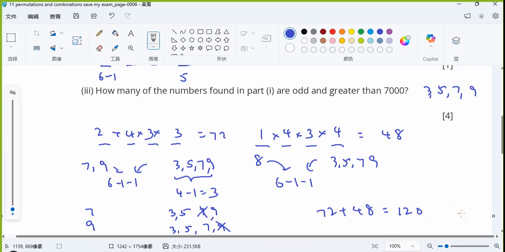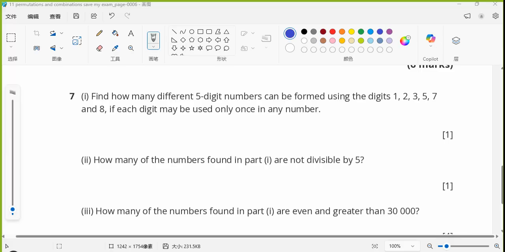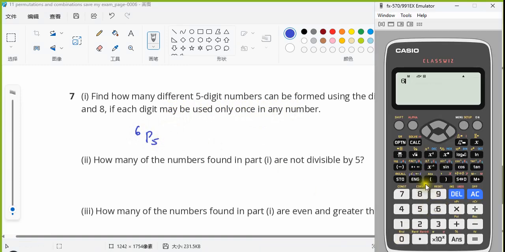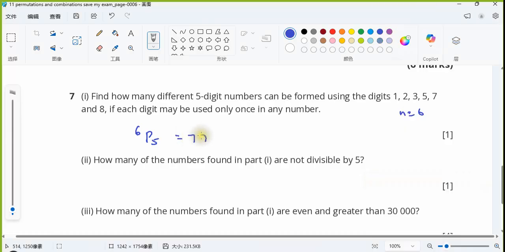Okay. Question number 7. Find how many different 5-digit numbers can be formed using the digits 1, 2, 3, 5, 7, 8, 2, 4, 6, 6 here, using 1 only in any 5-digit number. So 6P5 here. So we have 6P5, which is 720.